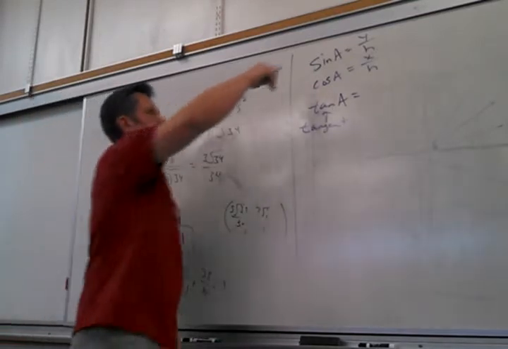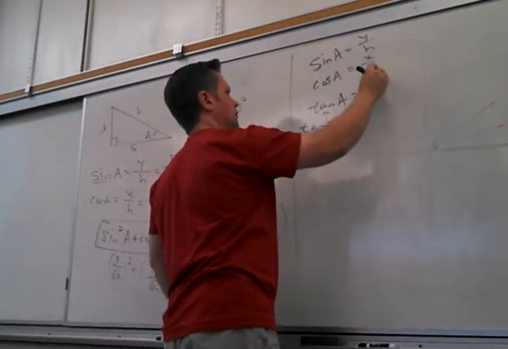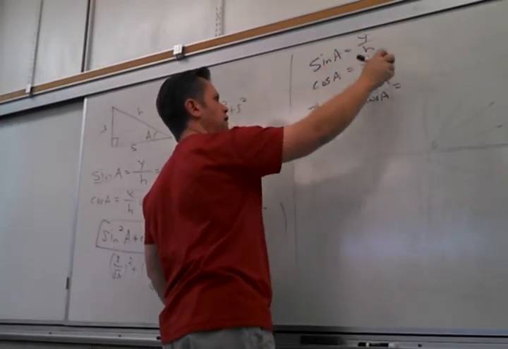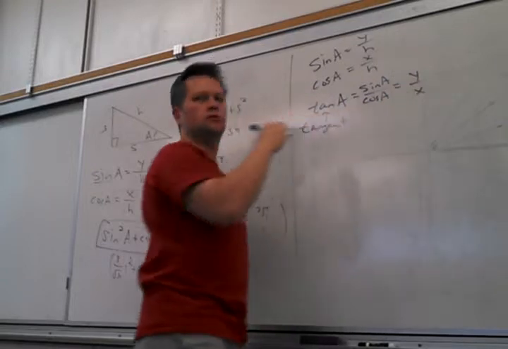The tangent's going to be sine over cosine. Is one way to define it. And of course, if you do that, the h's cancel, you get y over x.